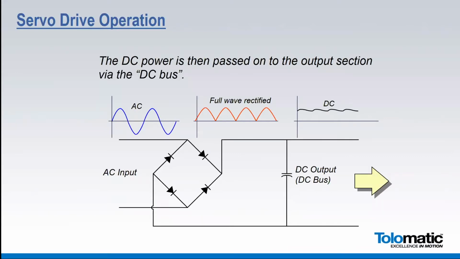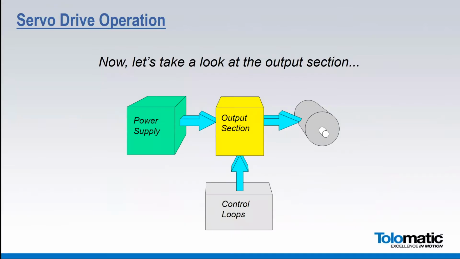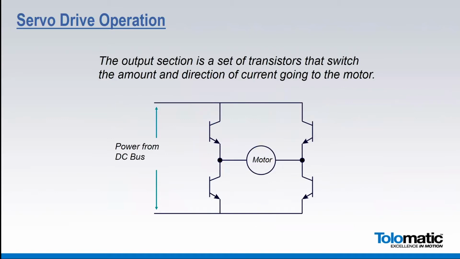The power that goes from the power supply goes to a set of transistors in the output section. I'm going to start with a DC brush type servo drive because it's just a little bit easier to visualize, and then we'll go into what a brushless servo drive looks like. A DC servo drive just consists of a set of 4 transistors connected to the DC bus, that power supply we just talked about.